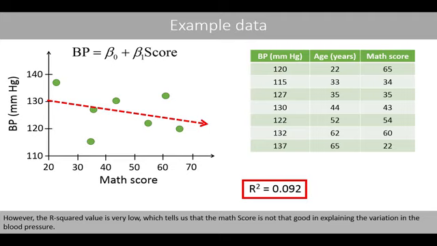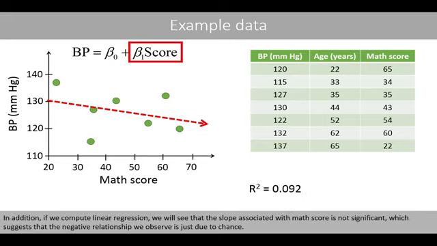However, the R-squared value is very low, which tells us that the variable math score is not that good in explaining the variation in the blood pressure. In addition, if we compute linear regression, we see that the slope associated with the variable math score is not significant, which indicates that the negative relationship we observe is just due to chance.